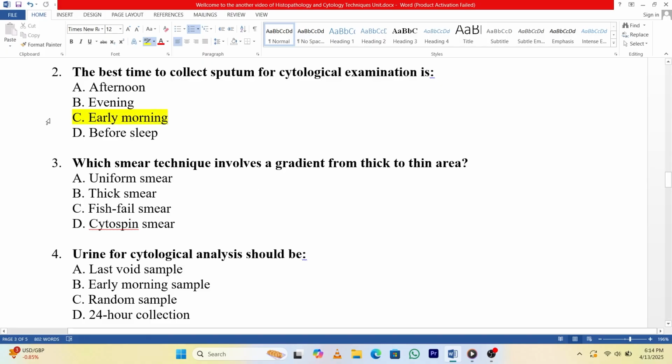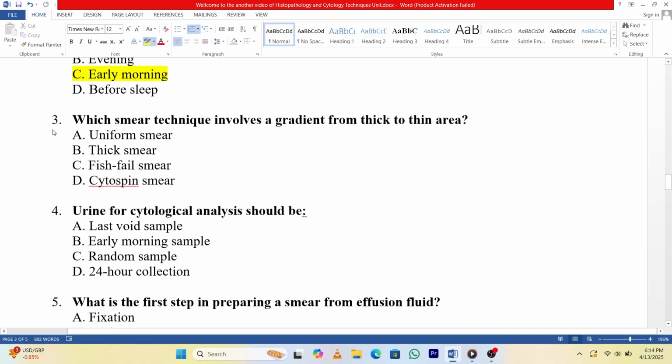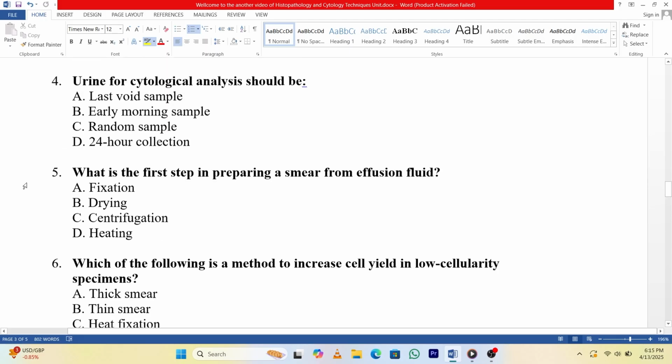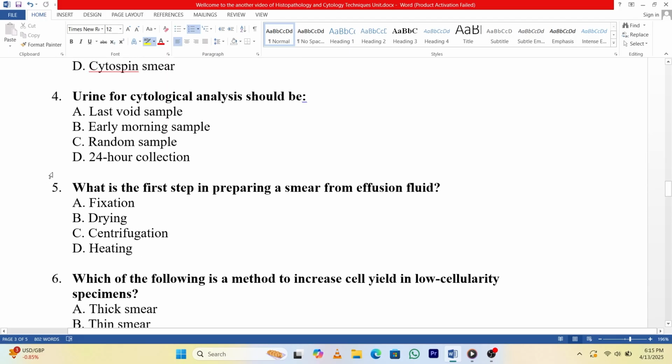3. Which smear technique involves a gradient from thick to thin area? A. Uniform smear. B. Thick smear. C. Fish tail smear. D. Cytospin smear. Answer: C. 4. Urine for cytological analysis should be A. Last void sample. B. Early morning sample. C. Random sample. D. 24-hour collection.